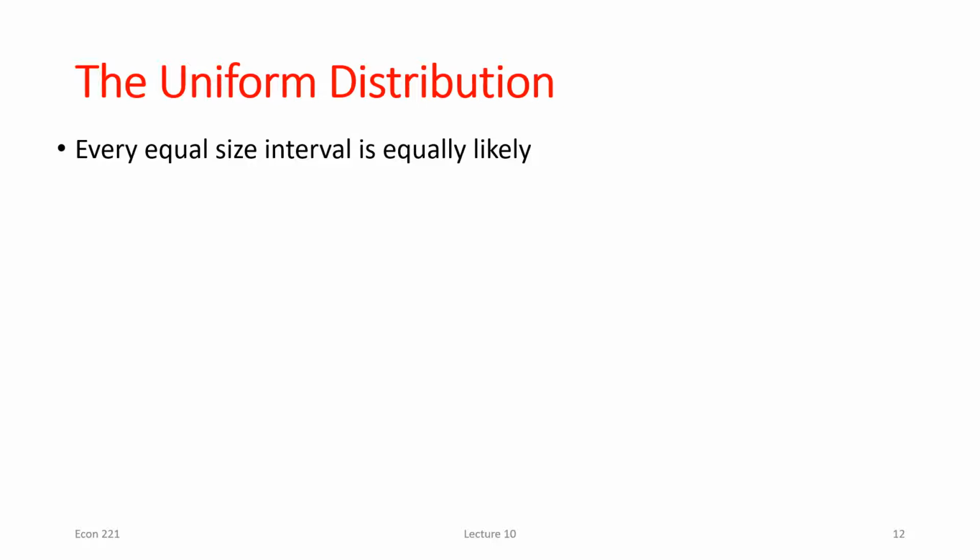Well, it's a little bit misleading because the probability of any single value is 0, so they should all be equally as likely. What we'll change this to instead is that every equal sized interval has exactly the same probability of occurring, or is equally as likely. Okay?